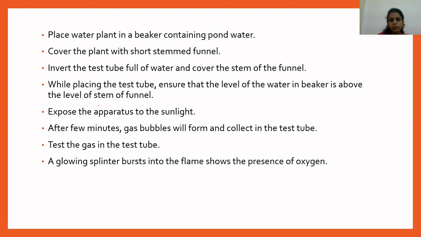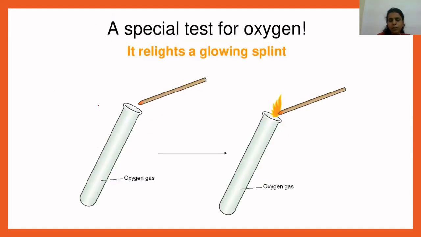Now, after performing this entire experiment, after a sufficient amount of oxygen gas has been collected at the top of the test tube, what you can do is bring a glowing splint near the test tube, the test tube which has oxygen. You can make out that the glowing splint, which is glowing here, will immediately burst into flame. Actually, I should not say catch fire. Oxygen gas actually relights a glowing splint.